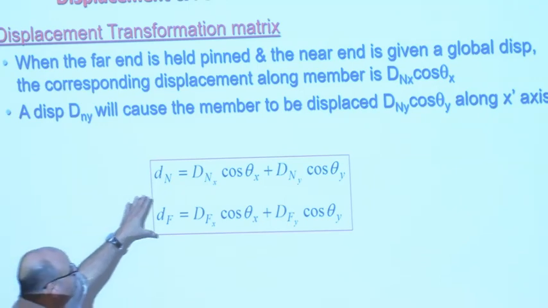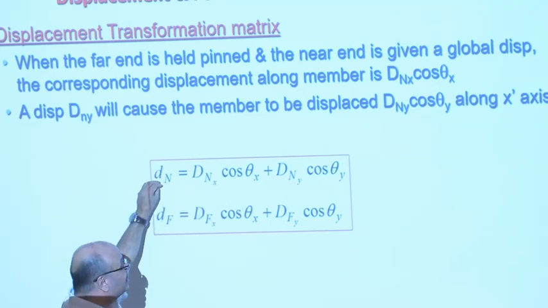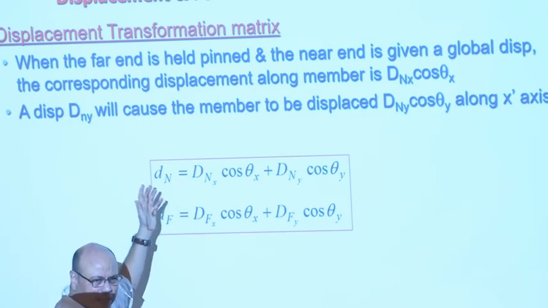The transformation between the small d and the big D, what do I mean by the small d and big D?